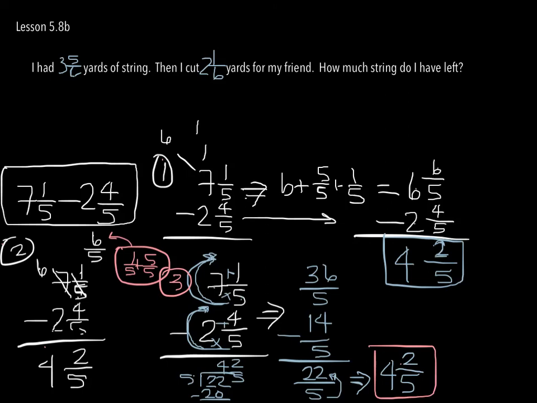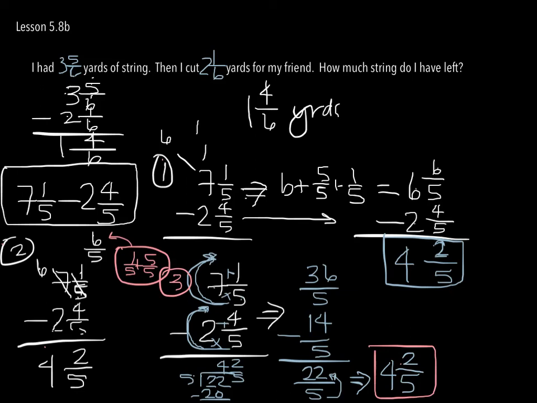Okay? So let's go back to this problem here. I had 3 and 5/6 yards of string, and then I cut, so we're getting rid of 2 and 1/6. Now, boys and girls, is there any borrowing that needs to happen? Well, 5 is greater than 1, so we're okay. 5 minus 1 is 4. I've got to quit telling you the answers like that. The denominator is 6, and then 3 less 2 is 1. So I have 1 and 4/6 yards remaining.